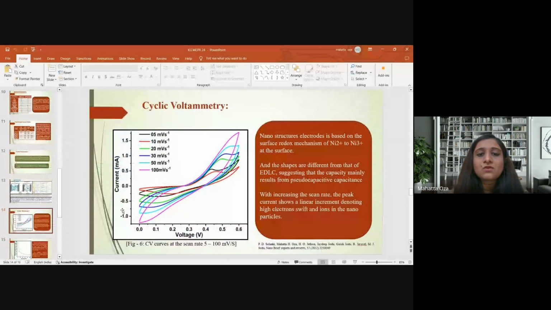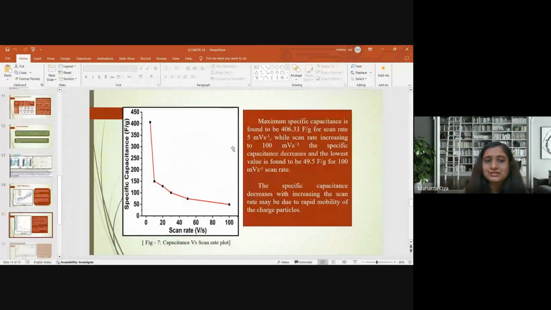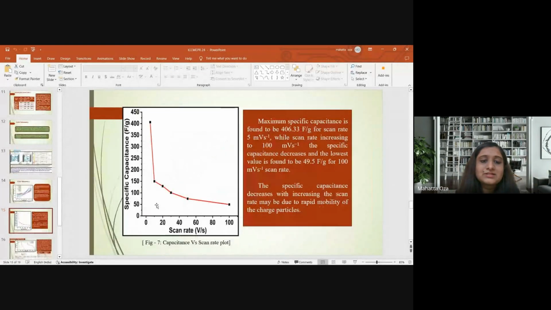This is the cyclic voltammetry plot. This is the current versus scan rate plot. So the nanostructure electrode is based on the surface redox mechanism of nickel 2+ to nickel 3+ at the surface, and the shapes are different from the EDLC, suggesting that the capacity mainly results from pseudocapacitive capacitance. With increasing scan rate, the peak current shows a linear increment, denoting high electron and ion transport in the nanoparticles. This is the capacitance versus scan rate plot.